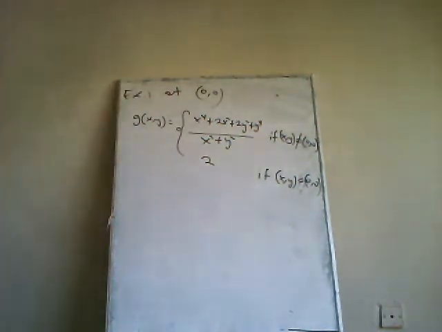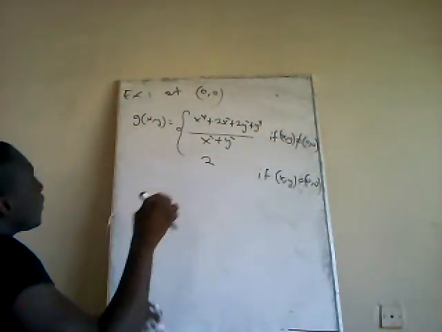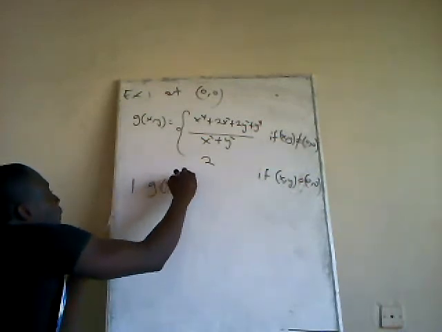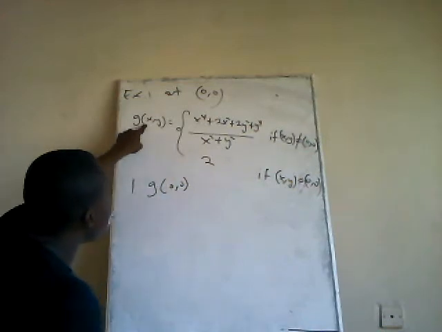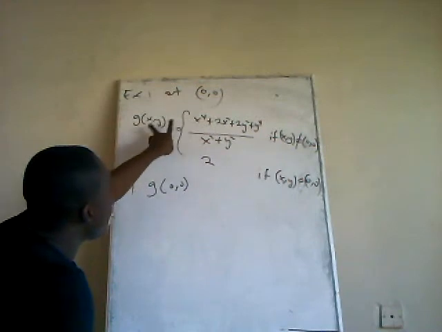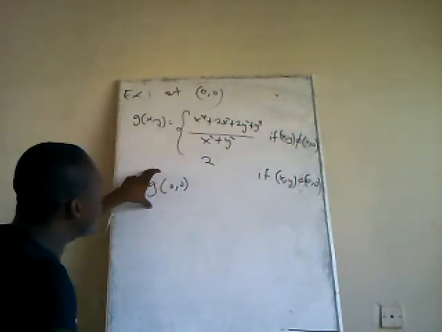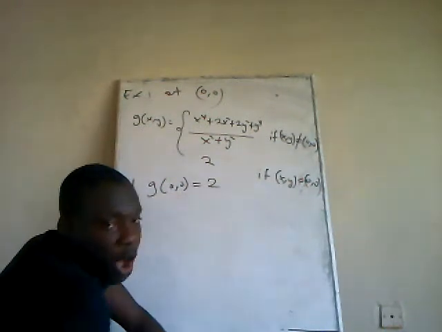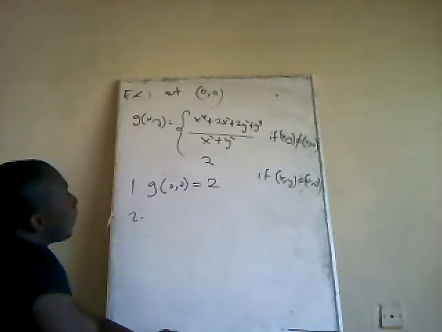Now, we use the definition. If the function is continuous at the point 0, 0, then 1, g of 0, 0 must exist. Now, what is g of 0, 0? If x, y is 0, 0, then the function is equal to 2. If x, y is not 0, 0, then the function is equal to what we have here. So clearly, g of 0, 0 is equal to 2. I hope you got that. Good.